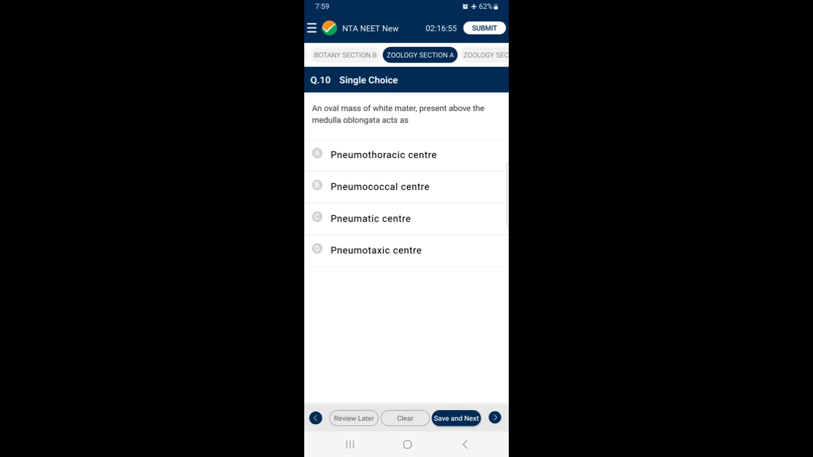Question number 10. An oval mass of white matter present above the medulla oblongata acts as. An oval mass of white matter present above the medulla oblongata acts as pneumotaxic center. Pons varolii is situated in front of the cerebellum, below the midbrain and above the medulla oblongata. It relays impulses between the medulla oblongata and more superior parts of the brain, between the hemispheres of the cerebellum and between the cerebrum and cerebellum. It contains centers that work with those in the medulla to regulate breathing. So the answer is option D, pneumotaxic center.